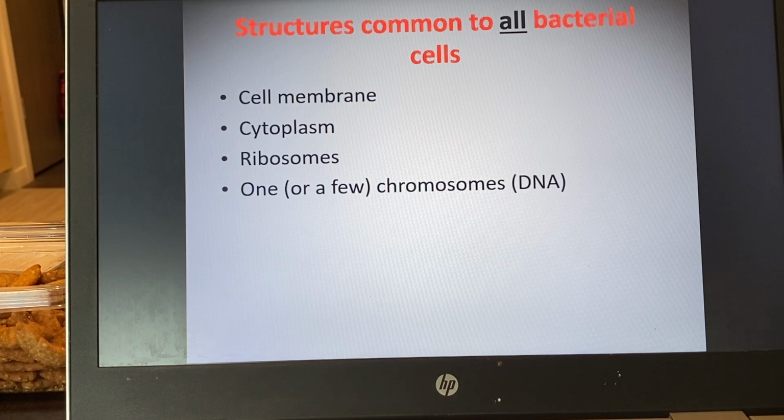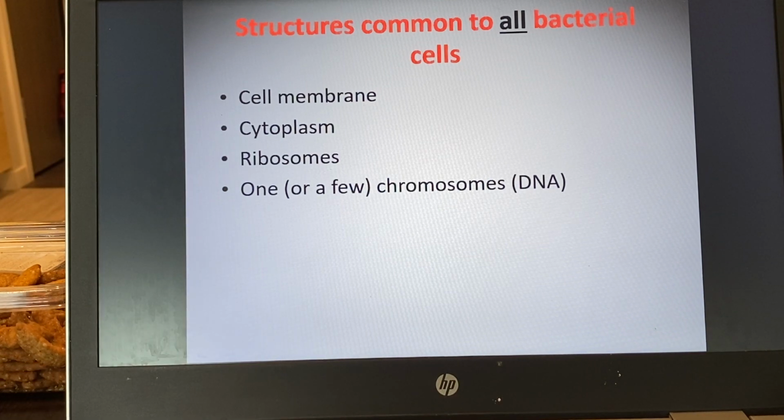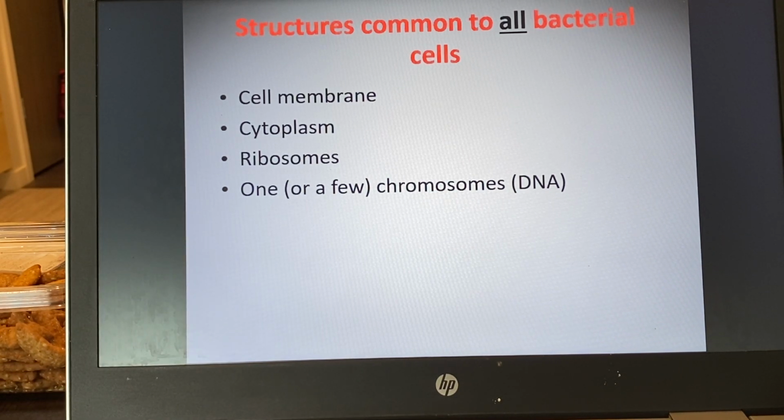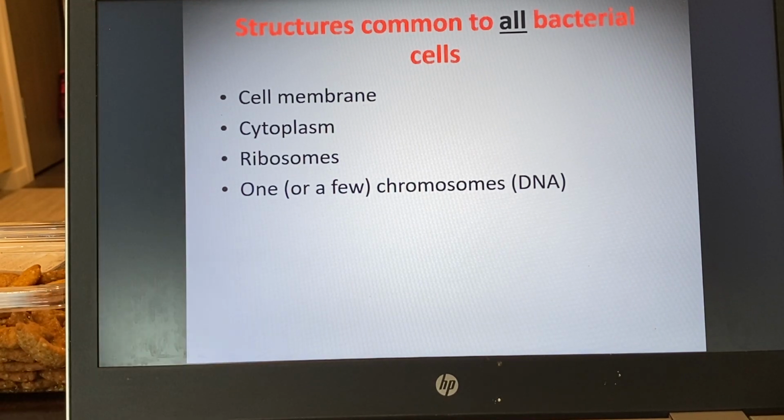Okay, so bacterial cells, like every cell, has a cell membrane. Okay, now I want to make this very clear. The cell membrane is a different structure from the cell wall. Okay, so the cell wall is located outside of the cell membrane. Okay, so all of your cells have cell membranes, all plant cells have cell membranes, all bacteria have cell membranes.